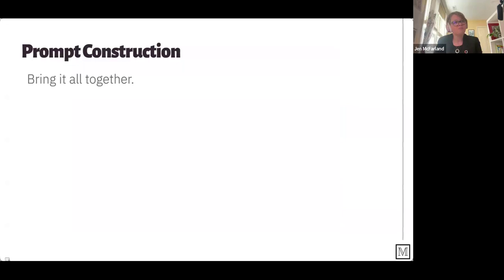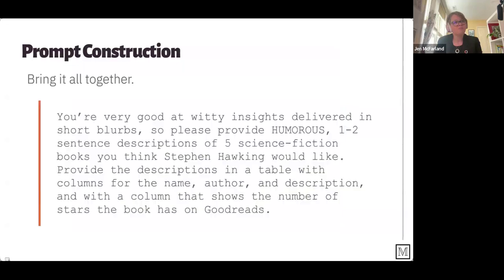Now the real power, of course, is in combining all or as many as you need of these into a single prompt. So in this case, I'm creating a prompt that uses a lot of these things, and you've seen me develop to this. You're very good at witty, insightful insights delivered in short blurbs. Please provide a humorous 1 to 2 sentence description of 5 science fiction books you think Stephen Hawking would like. Provide the descriptions in a table with columns for the name, author, and description, and a column that shows the number of stars the book has on Goodreads.